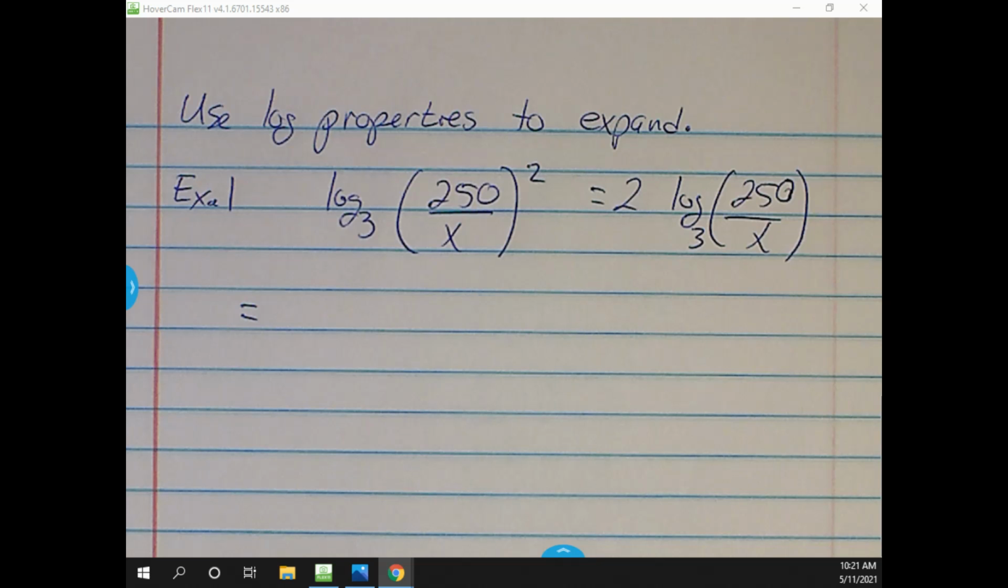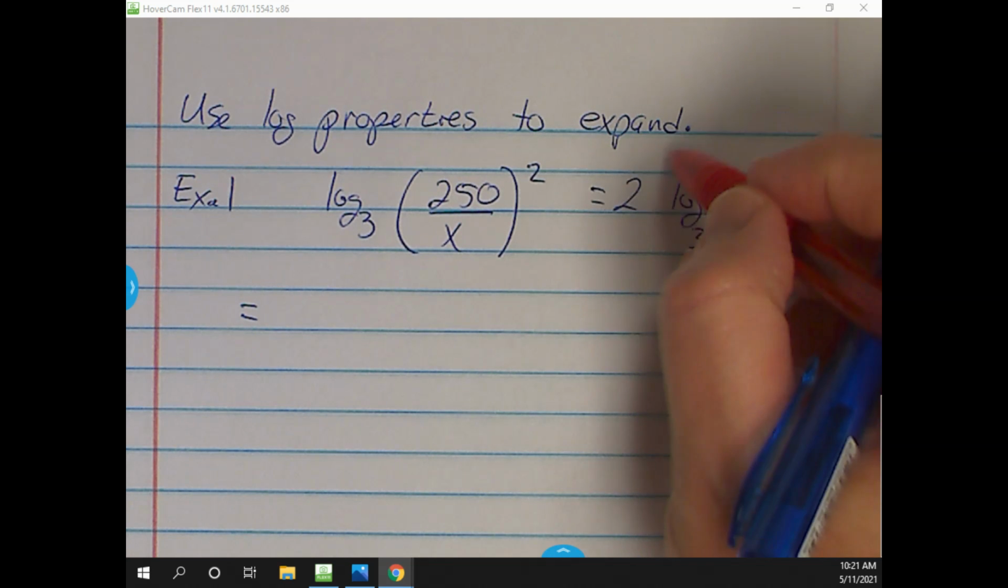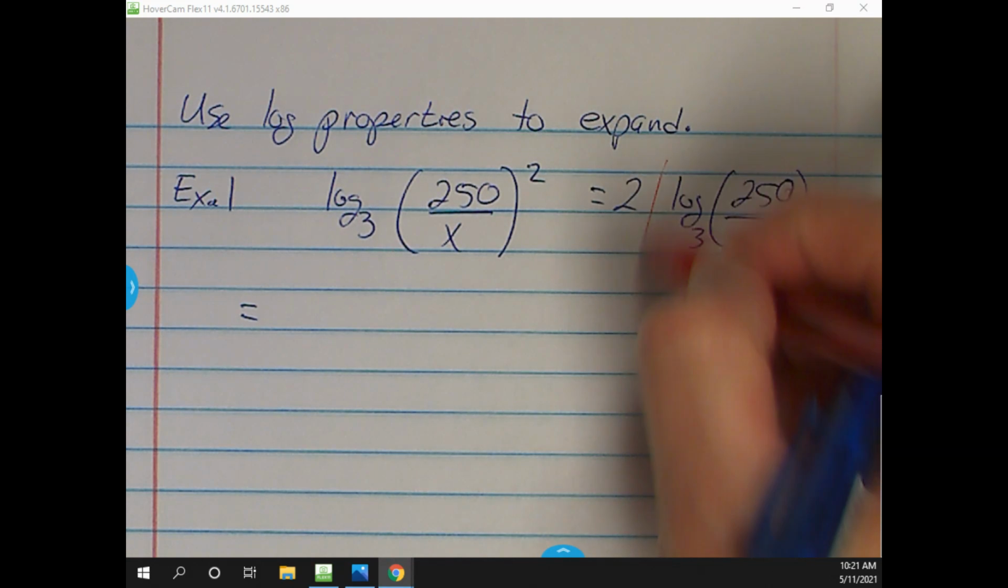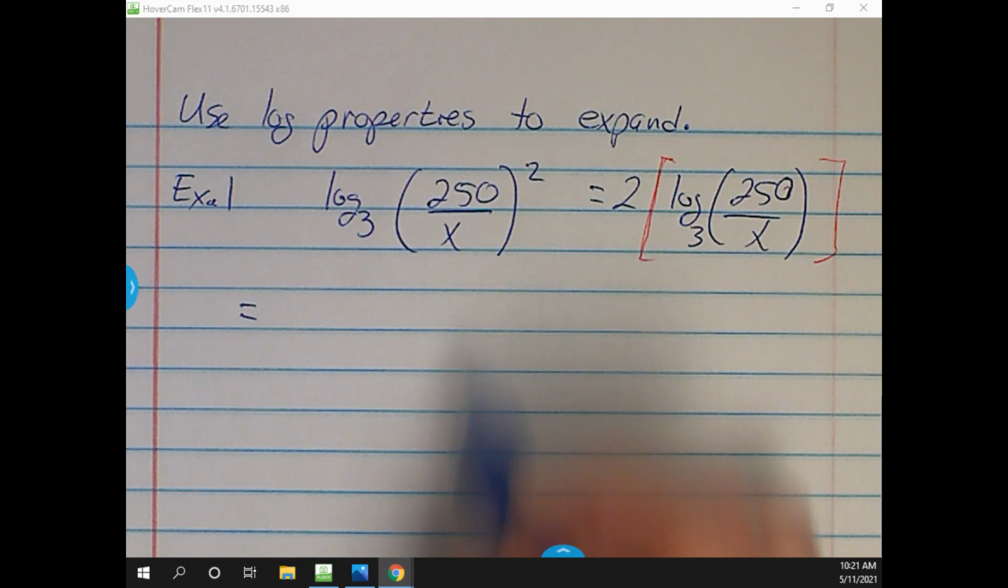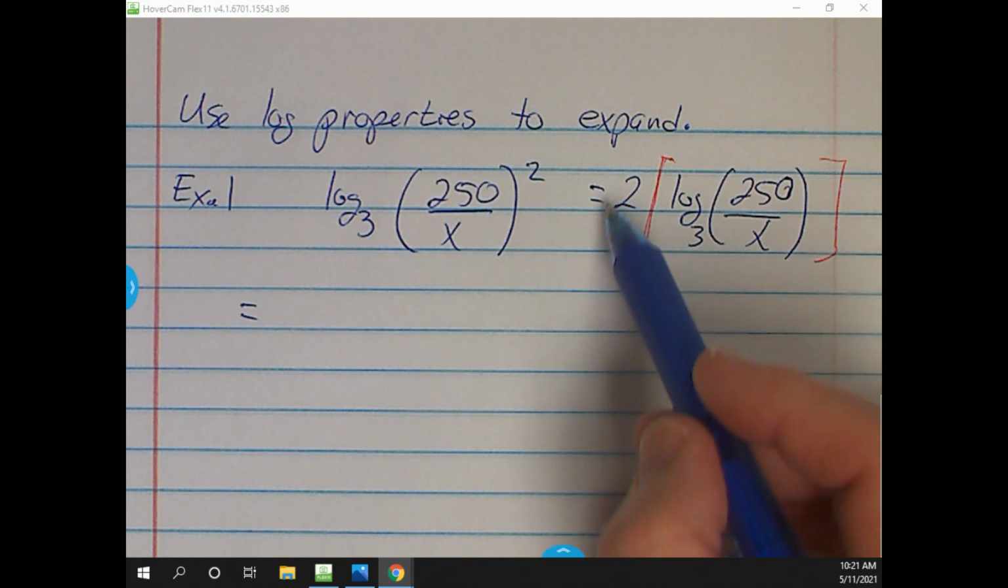Okay. And again, if you want to put a big bracket around this, you could. For now, we'll just leave it here. But if you want to go back and put a bracket around it, it's basically like that. It's still 2 times that entire thing that's here, because it's still this whole thing to the second power. So it's 2 times this whole thing.